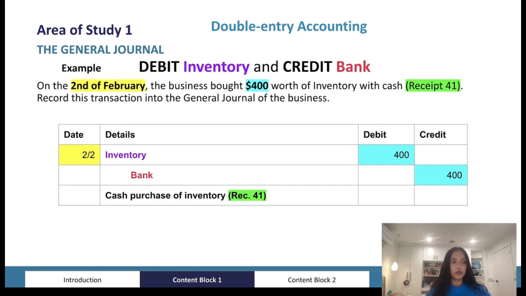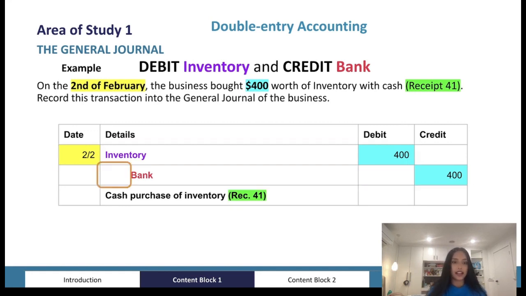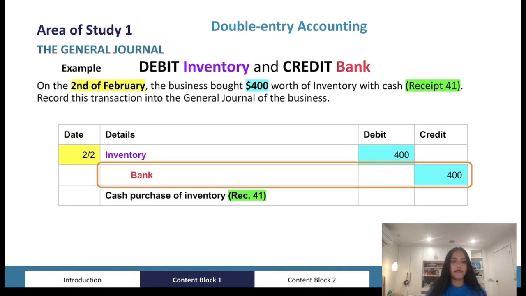And there are some really important points that need to be pointed out. First of all is the order. Inventory is first and bank is second. So when we enter a transaction into the general journal, we always put the debit entry first.